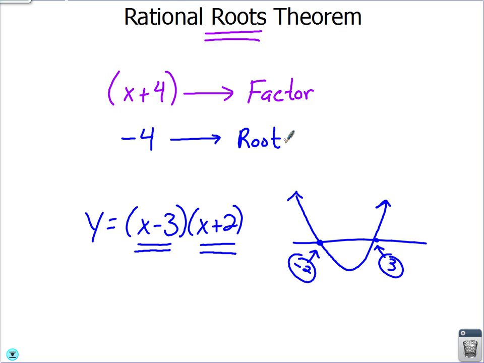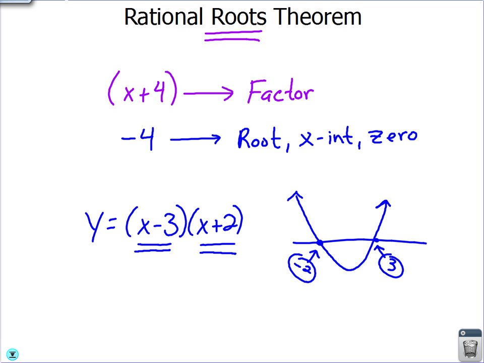A root is the same thing as an x-intercept. An x-intercept can also be called a 0. There's three different words you use interchangeably there. Make sure that if you see those words, you know that it's the same thing.